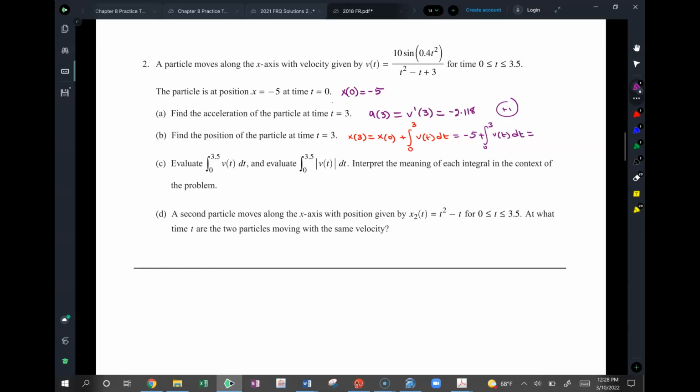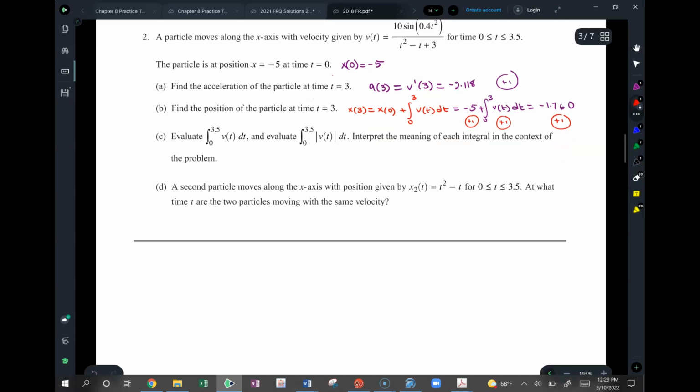There's one, so you have to write x of 3 equals, you have to write this purple one in some form, right? The negative 5 plus the integral. That's all you need to write. Everything else is on the calculator, and you get negative 1.760. So you were given 1 point for this, 1 point for the integral, 1 point for the answer. Okay? First two are cash.